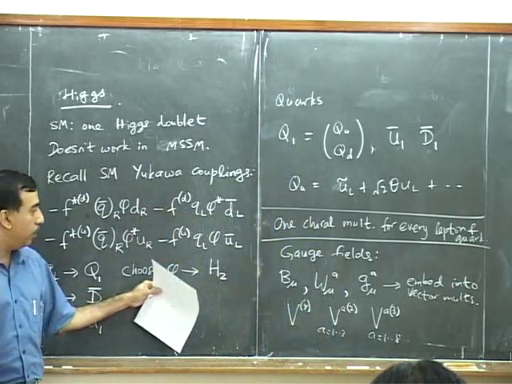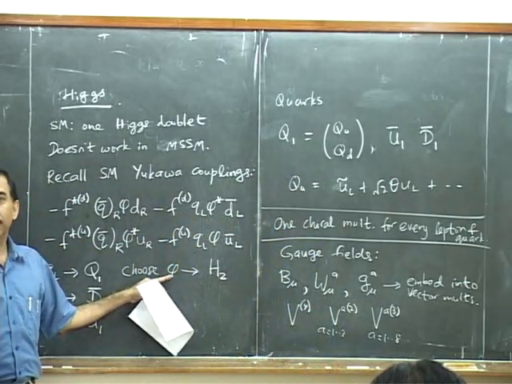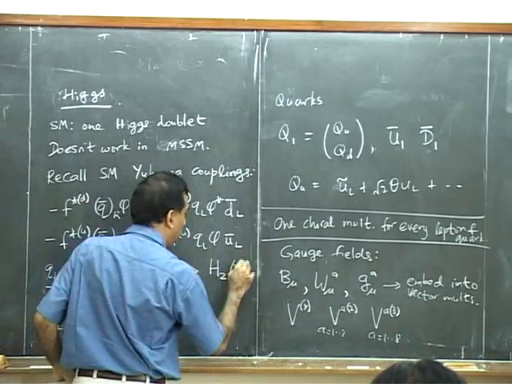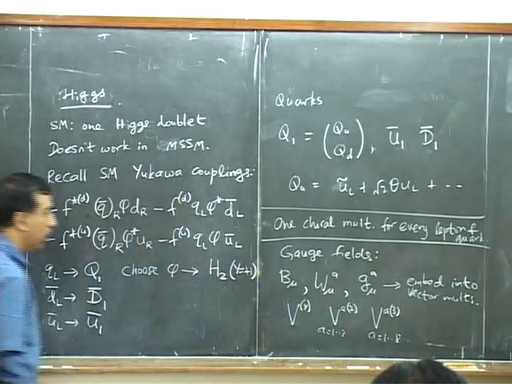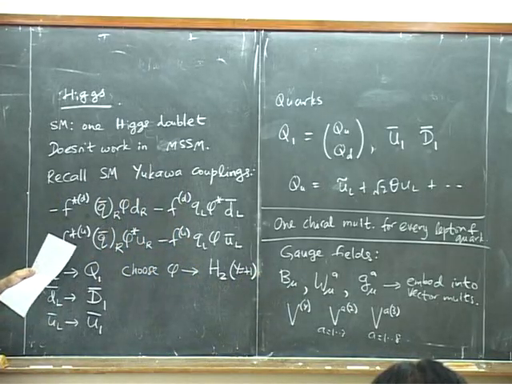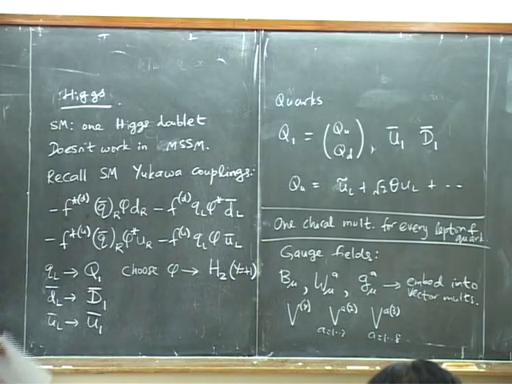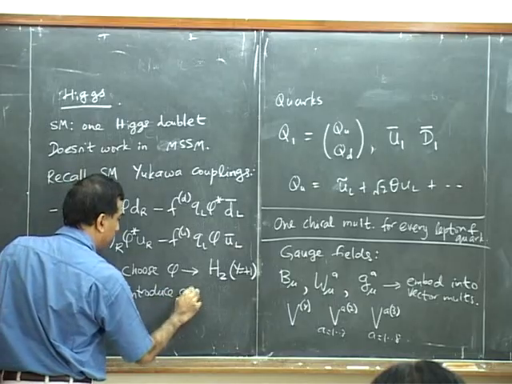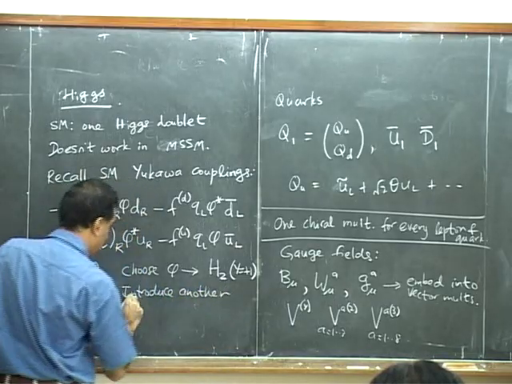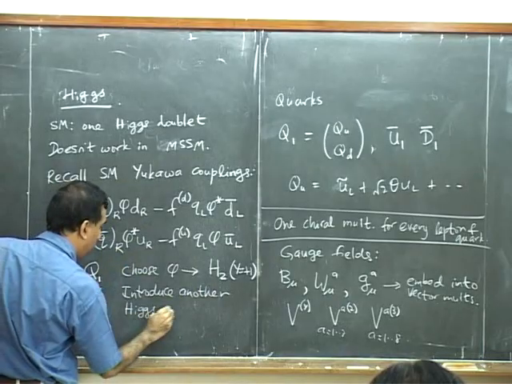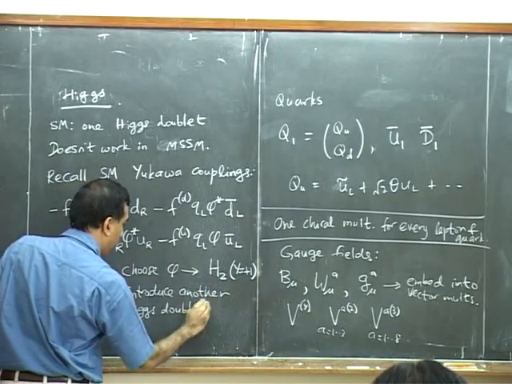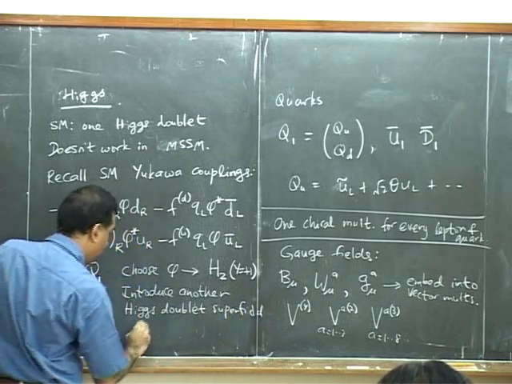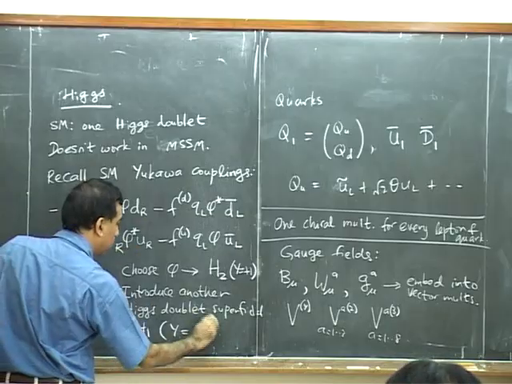Does anyone remember what was the hypercharge of phi? We chose it in the first to be plus 1. Thank you. So therefore H2 will have y equals plus 1. It's called H2 for some reason. Okay, and introduce another Higgs doublet superfield, H1 with y equals minus 1.